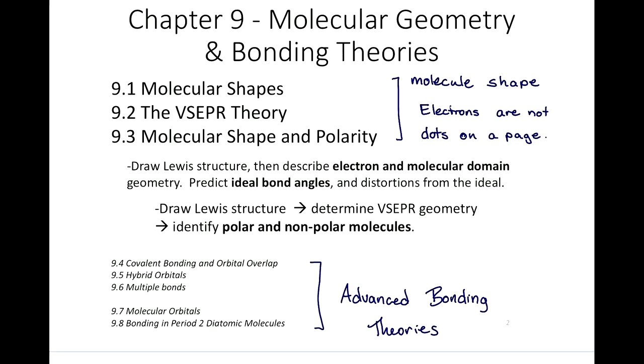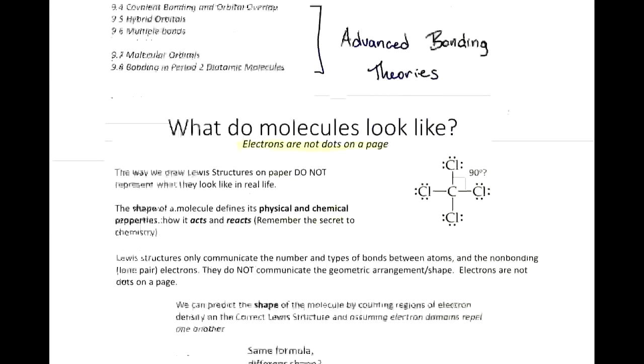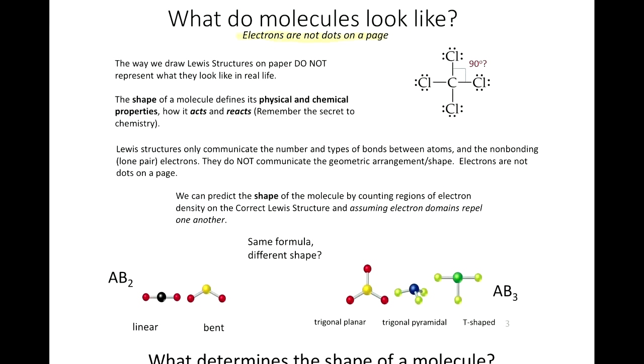Relate this to properties that we see. Shape is directly related to chemical properties that we'll talk about in chapter 10 and 11. And then finally, because in chapter 8 we talked about basics of chemical bonding, ionic bonds, covalent bonds, the last part of this chapter, we're going to learn advanced theories of chemical bonding. But that's not until probably Thursday. First, we're going to talk about shapes and polarity in this section. Okay, so what do molecules look like?